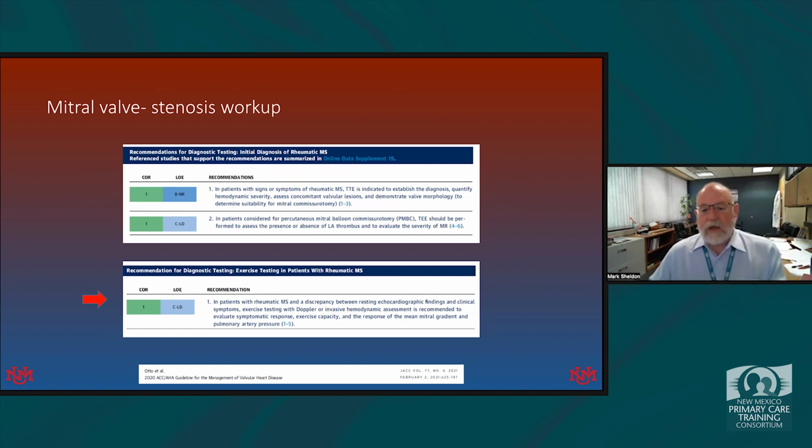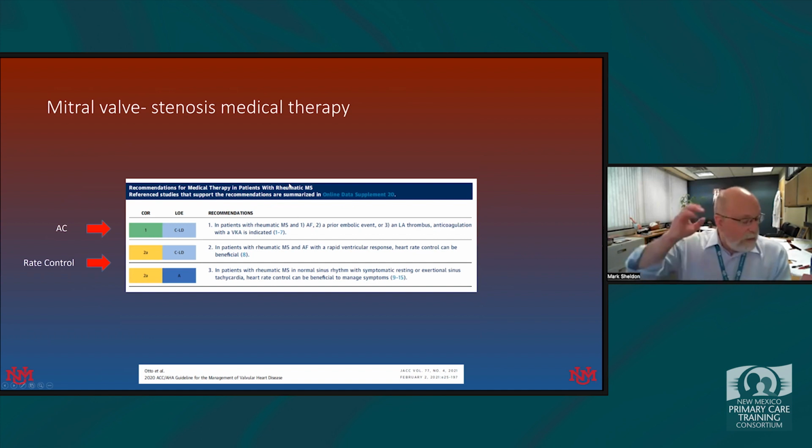The workup, obviously, transthoracic echo is the main way that we do this. If they're potentially eligible for a balloon, percutaneous mitral balloon commissurotomy is the technical term, we call it just mitral valvuloplasty, a TEE, transesophageal echo, needs to be done to make sure that they're eligible for that. There are some criteria that I'll go over. Again, exercise testing is for those patients where it's equivocal whether or not they have a change in their exercise tolerance.